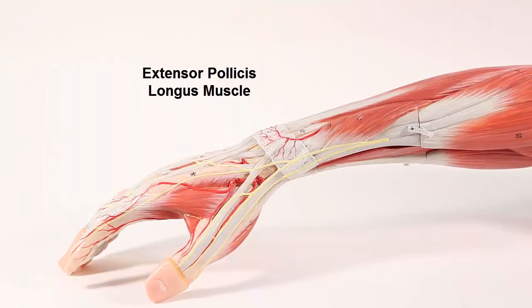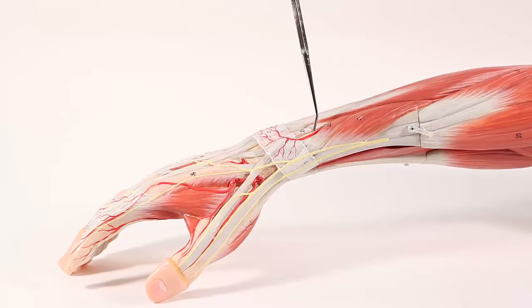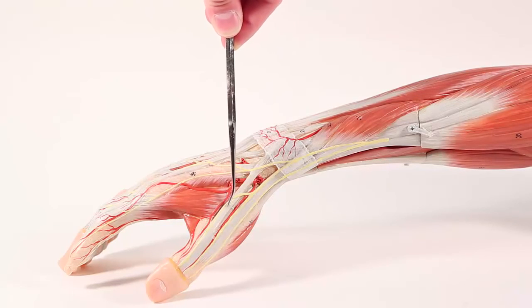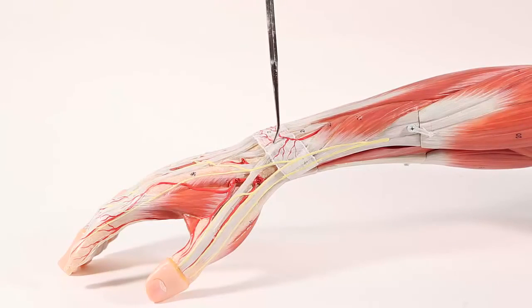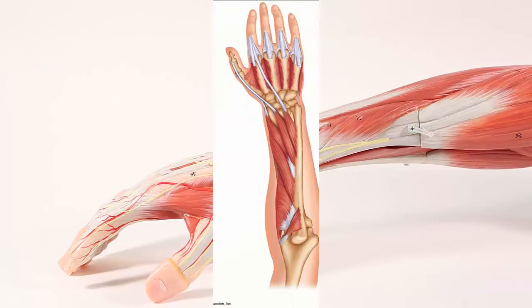The extensor pollicis longus muscle is a deeper muscle. We can at least see the tendon right here coming out and running to the thumb. So this is the tendon, all the way back to there, and then it runs underneath. The tendon of the extensor pollicis longus.